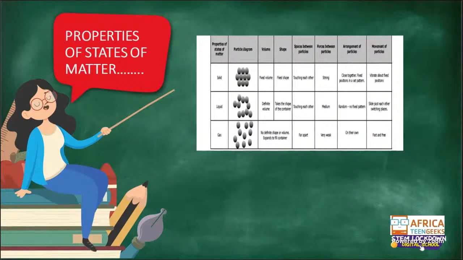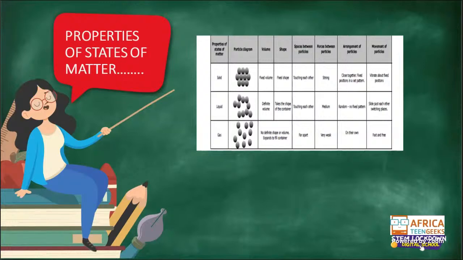Solids have a fixed shape. So if I have a stone, the stone is fixed, it has a fixed shape. Now, water doesn't have a shape, but if I pour it into a container, it can take the shape of the container. Okay, so the same with gases: they do not have a shape or volume. They expand to fill. Now let's look at the spaces between the particles.